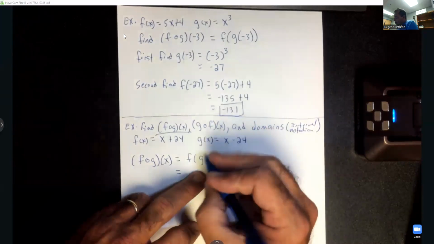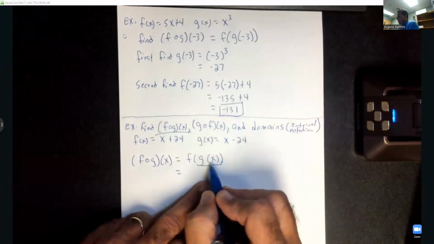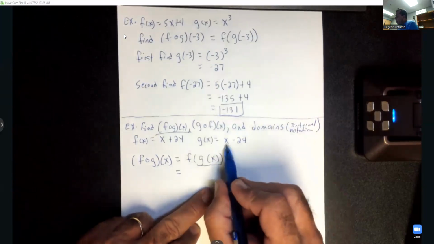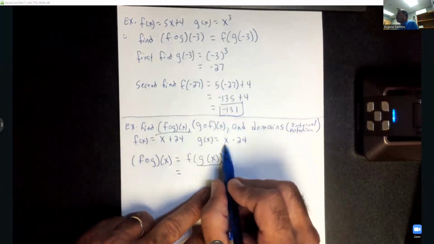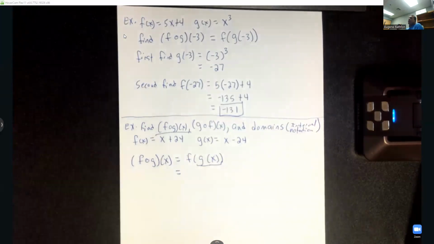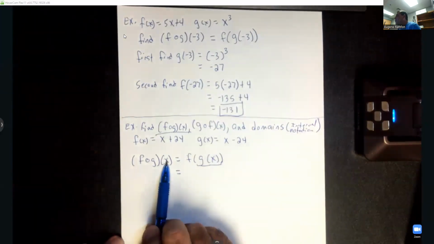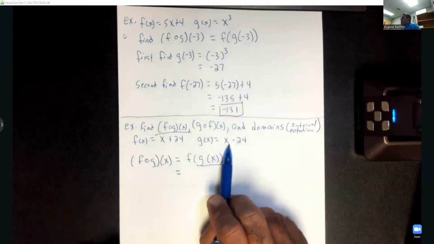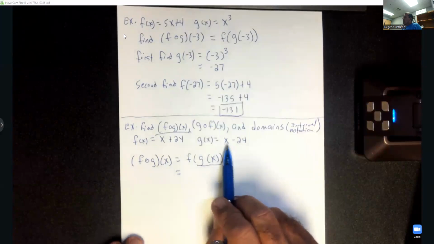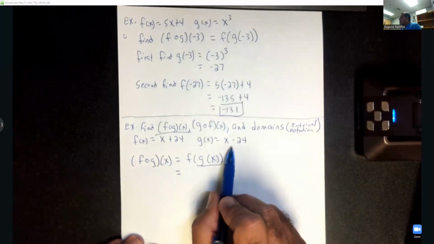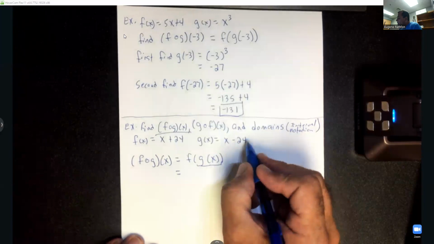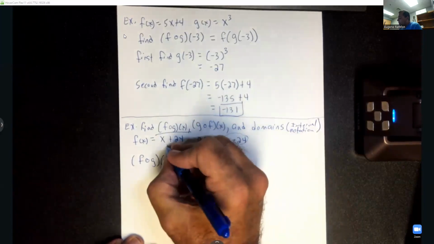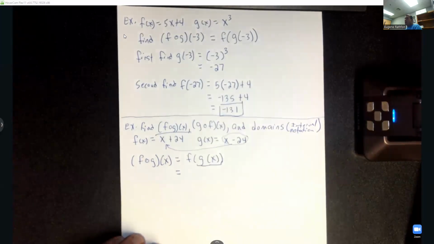So that means I got to start with the g of x, and whatever answer I get from g of x is going to go into the f. So y'all, here's g of x, x minus 24, because y'all guess what? They didn't give us a number this time. So we're not able to simplify this x minus 24. So since we cannot simplify that x minus 24, this whole thing has to go in for that x on the f equation.